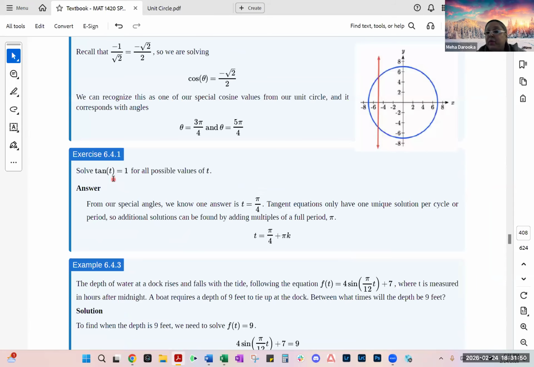But look at this next example. We went back to the generic equation, because we are saying tangent of t is equal to 1 for all possible values of t. Now, if you think about this, when we say tangent of t, remember we can define it as sine of t over cosine of t. So if the value is equal to 1, that tells us sine and cosine have to have the same value and the same sign, right? So both numbers have to be positive or both numbers have to be negative.